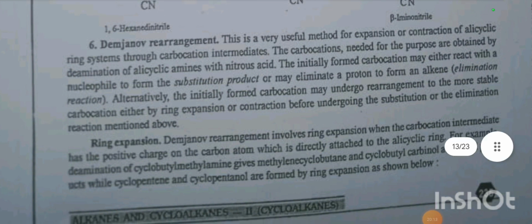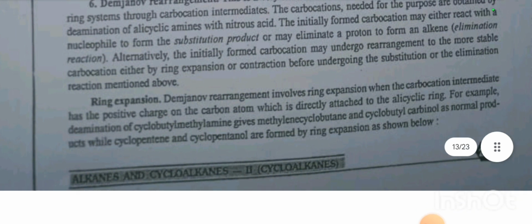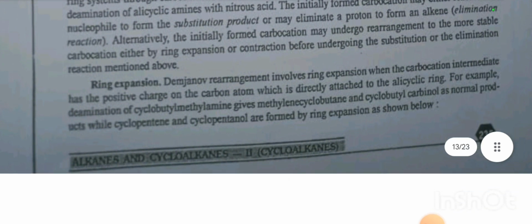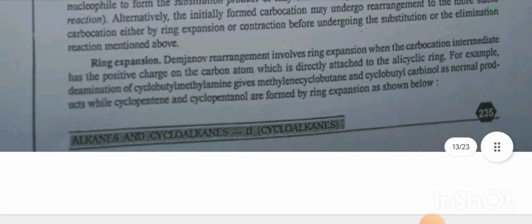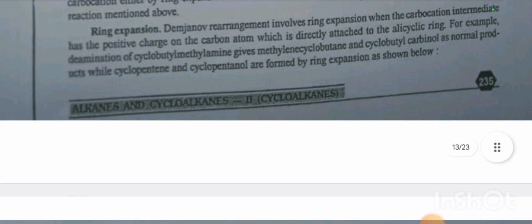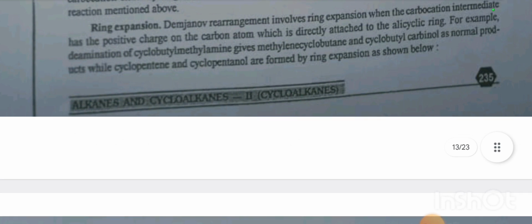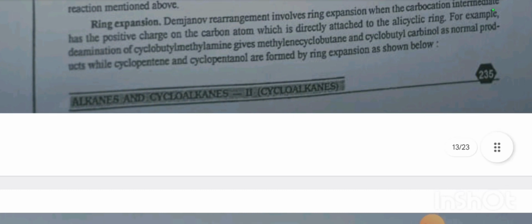The initially formed carbocation may either react with a nucleophile to form the substitution product or may eliminate a proton to form an alkene. Alternatively, the initially formed carbocation may undergo rearrangement to the more stable carbocation, either by ring expansion or contraction, before undergoing the substitution or the elimination reaction mentioned above. Ring expansion. Demjanov rearrangement involves ring expansion when the carbocation intermediate has the positive charge on the carbon atom which is directly attached to the cyclic ring.